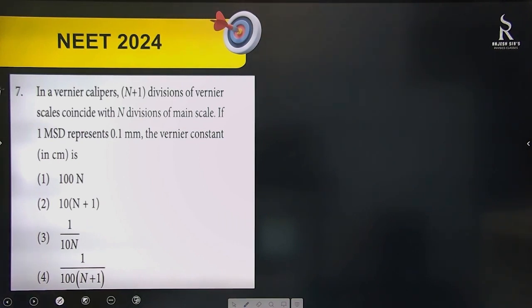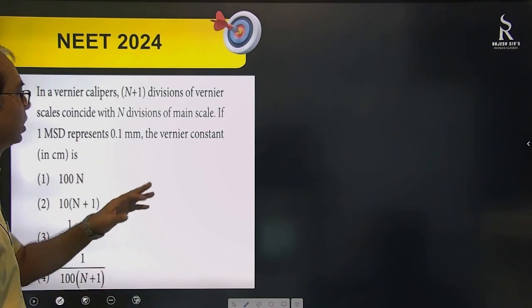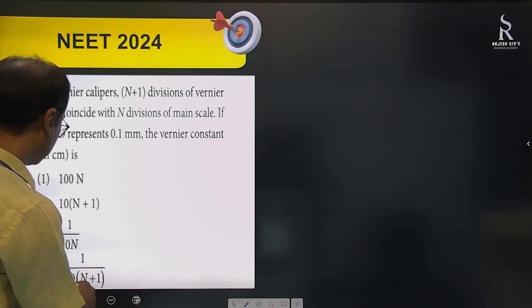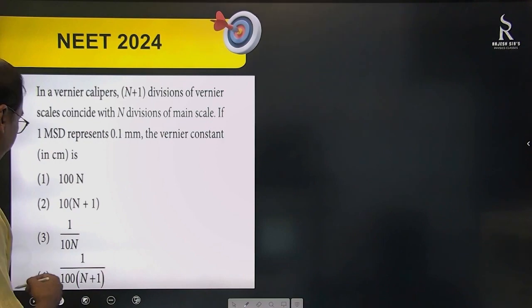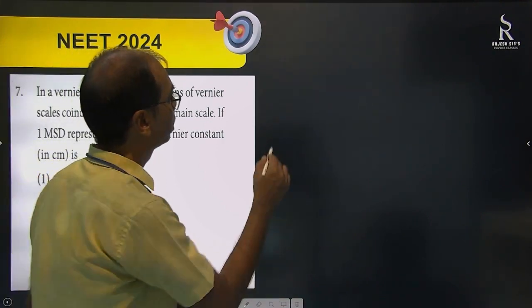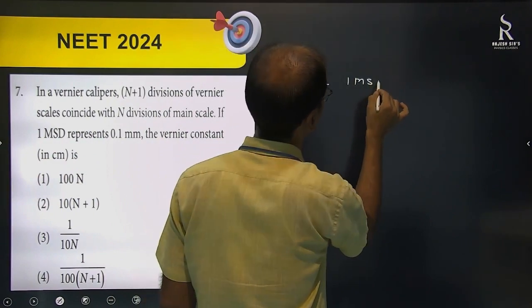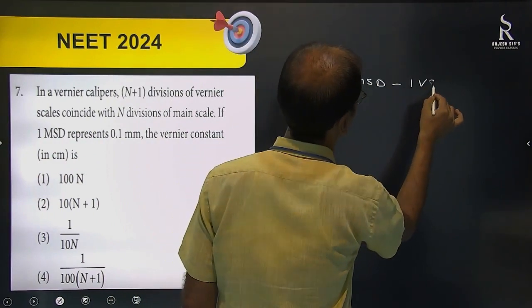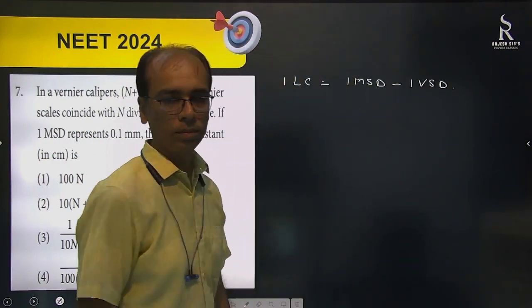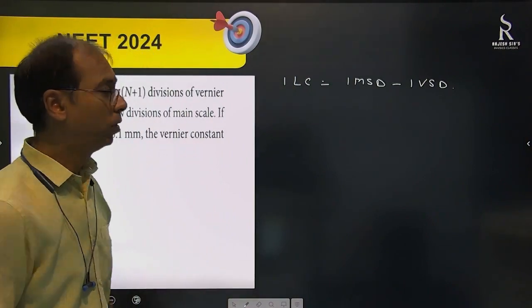Okay. The next question, in a vernier calipers, n plus 1 divisions of vernier scale coincides with n divisions of main scale. If one main scale division represents 0.1 mm, the vernier constant. The vernier constant means is what? Least count. And one least count is what? One least count is one main scale division minus one vernier scale division. You should always remember.